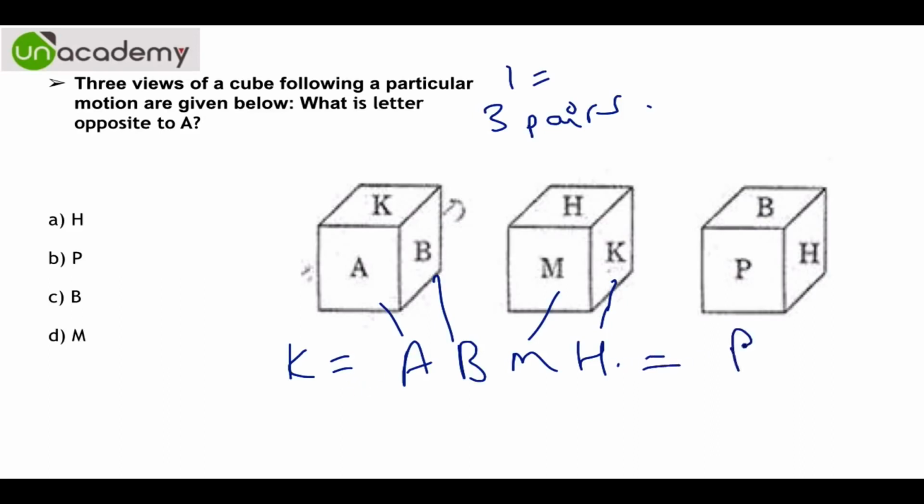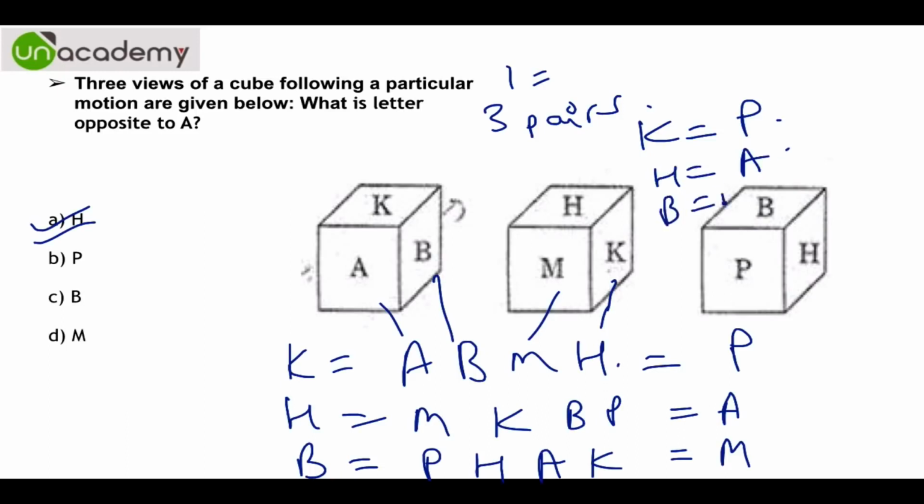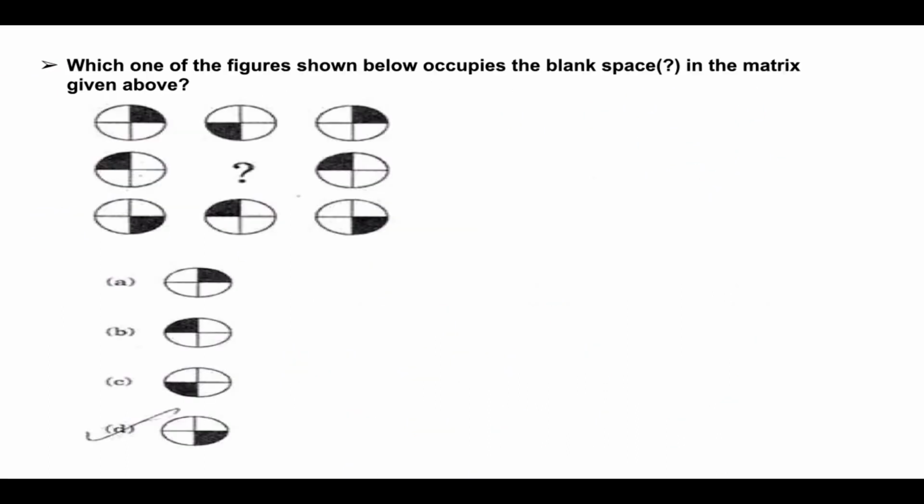So opposite is P. Similarly, we can do it for H also. For H we can see M, K, B, P are its adjacent sides. So what is opposite H is A. And finally you can do it for anything else also. It doesn't really matter. Let's do it for B. For B it is P, H, A and K. So the answer is M. So there are 3 opposite pairs. K is opposite to P, H is opposite to A, and B is opposite to M. So the answer is H.